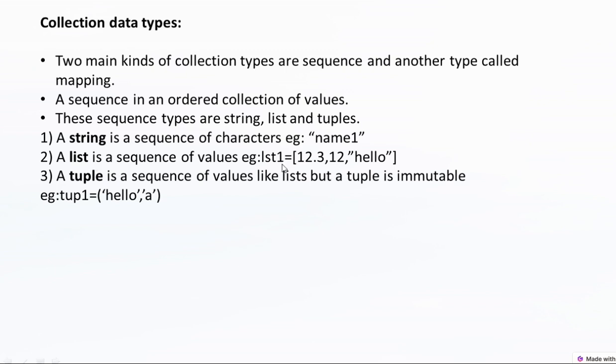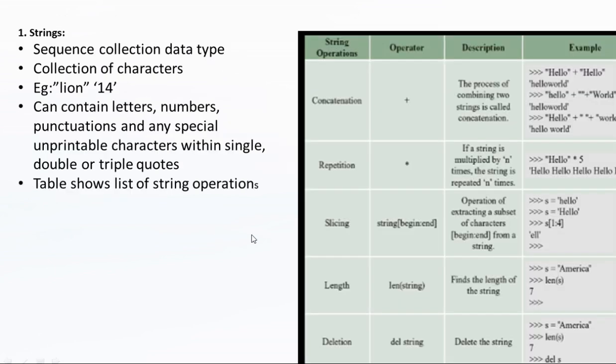List is a sequence of values. List is always enclosed between square brackets. I can have integers, floating point numbers, and strings inside this. Now tuple is also a sequence of values like list, but the difference is it's enclosed within parentheses. And the main difference between list and tuple, please always remember, tuple is immutable. That means it cannot be changed. Once it is created, you cannot change the value in it. So this is a tuple.